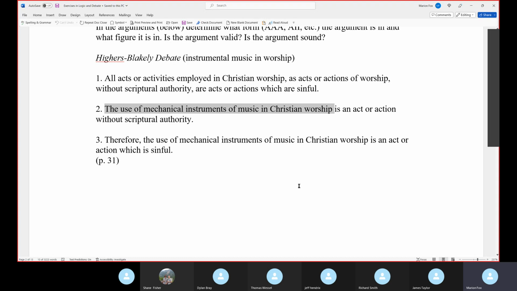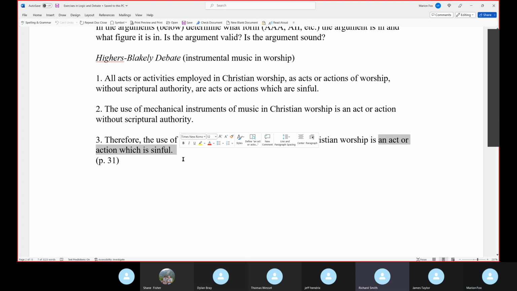All right. Where is your major term found? An act or action which is sinful. That is your major term. It is the predicate of the conclusion. It's also found where else? In the major premise. Right there it is. That's laid out pretty good, isn't it? See how it's laid out?